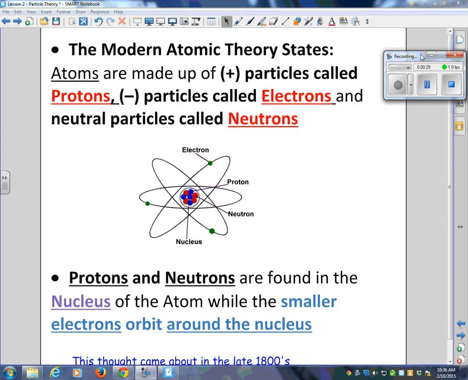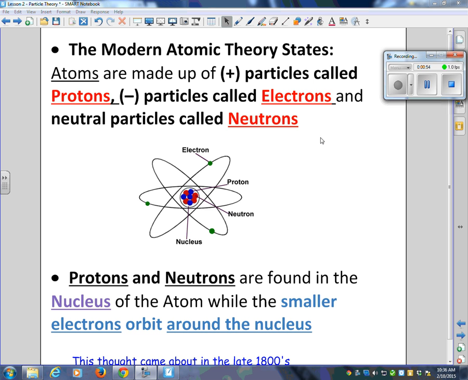From Mr. Love, right? So the modern atomic theory states atoms are made up of positive particles called protons. You learned that from Mr. Love. Negative particles called electrons, and neutral particles called neutrons. You should know that already.